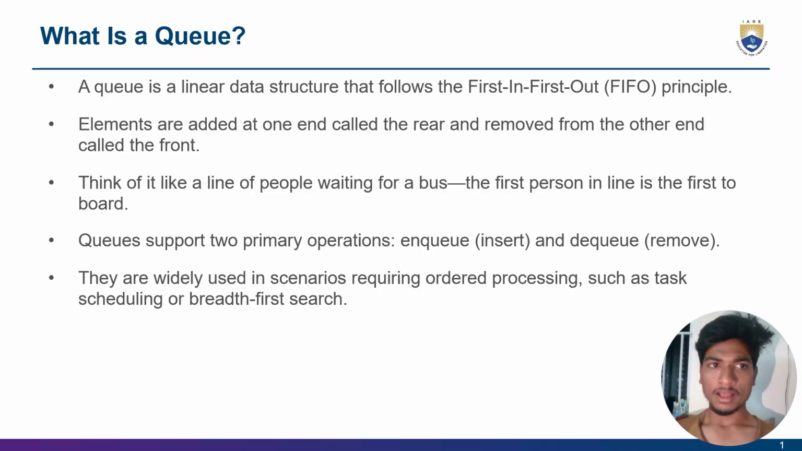So I want to start with what is a queue. A queue is a linear data structure that follows the first-in-first-out (FIFO) principle. Elements are added at one end called the rear and removed from the other end called the front. Think of it like a line of people waiting for a bus. The first person in the line is the first to board. Queues support two primary operations, enqueue, that is insert, and dequeue, that is remove. They are widely used in scenarios requiring ordered processing, such as task scheduling or breadth first search.